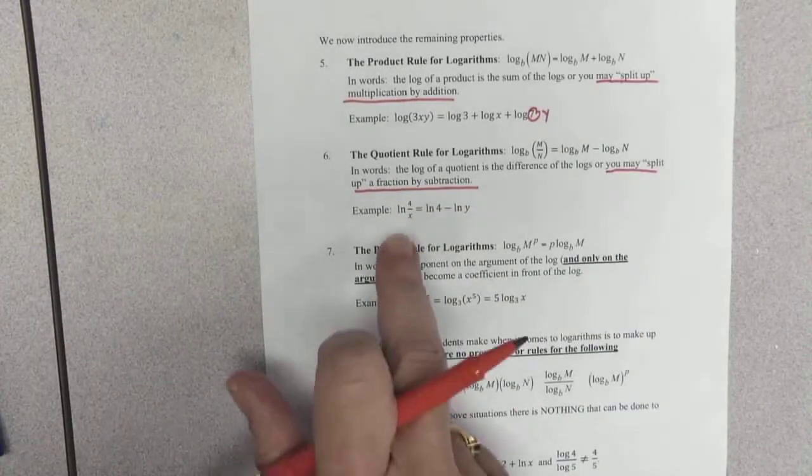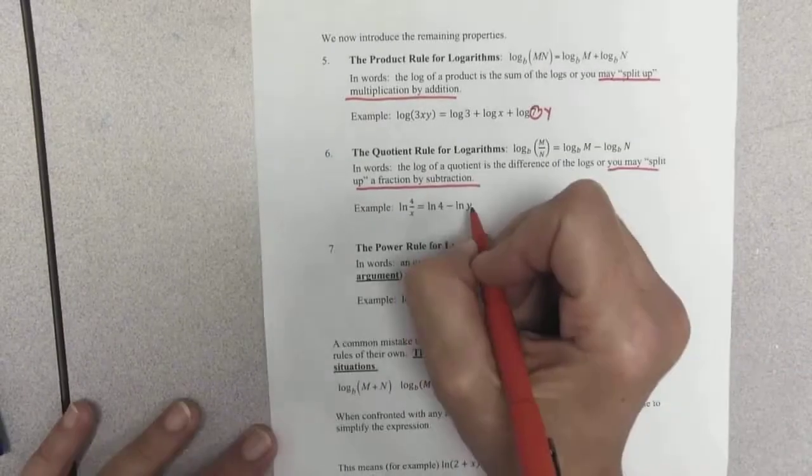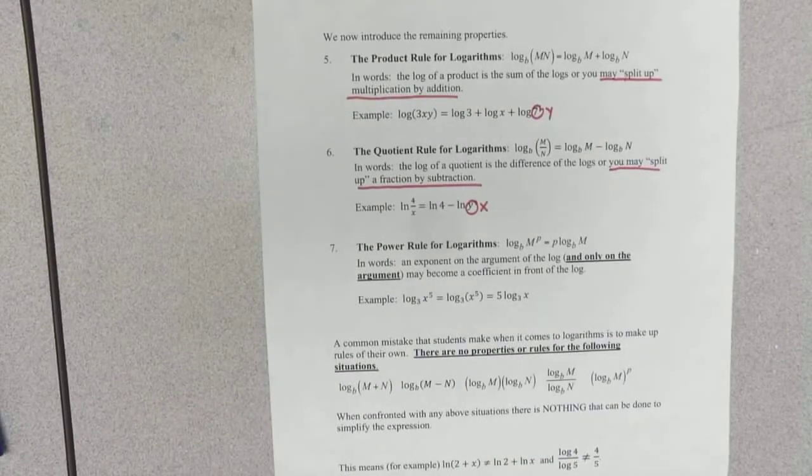So an example here, natural log of 4 over x is natural log of 4 minus the natural log of, God, there's another typo. This should be an x. Guess I just wasn't careful enough when I was typing up these notes. But the point here is that the natural log, or any logarithm, but here we have a natural log, the log of a quotient can be split up by subtraction. So this should be natural log of 4 minus the natural log of x.